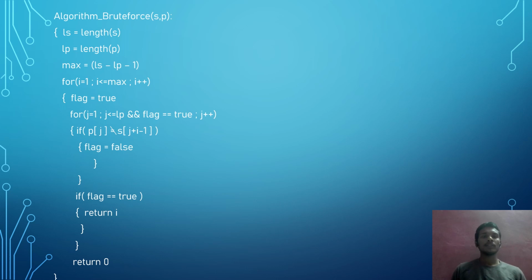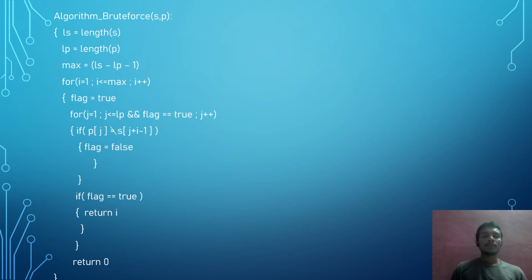Now flag is initialized with the true value. Now the inner loop is initialized with j equal to 1, and the conditions are j less than or equal to the length of the pattern and flag must equal true, and j is incremented by 1. Now in the inner loop, the jth term of the pattern is compared with the j plus i minus 1 term of the string. If both mismatch, then the flag value is changed to false. Otherwise the flag continues as true.